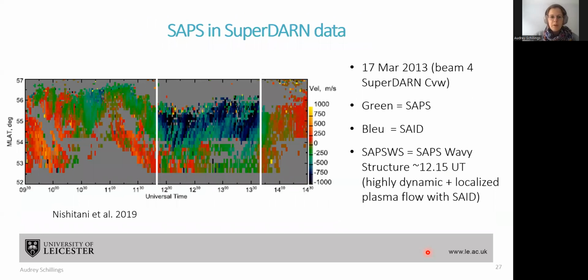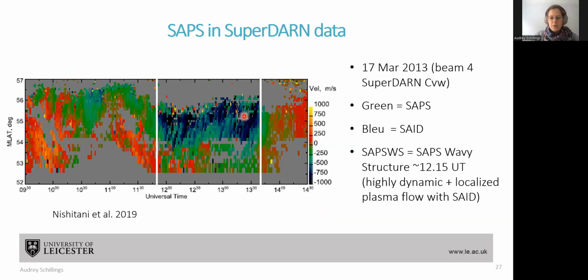So here you have an example of some SAPS in the SuperDARN data. This plot is coming from Nishitani et al. 2019. We have the magnetic latitude in degrees over here, then time, and the color shows the velocity. This event is for the 17th of March 2013 for beam 4 from one of the SuperDARN radars. And basically the SAPS is this green color here. This is not extremely high, but it's higher than 500 meters per second.